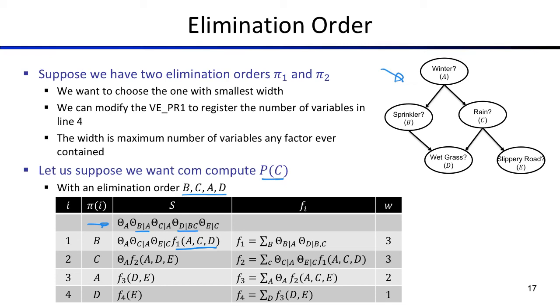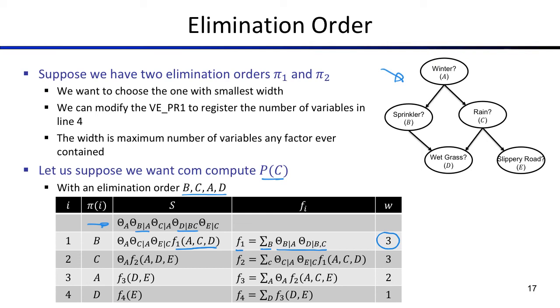And we note that F1 is the resulting factor where we multiply all the factors that mention B and eliminate the variable B. As F1 mentions three variables A, C, and D, we register that here, that is the size of the factor that we created. We continue doing that.